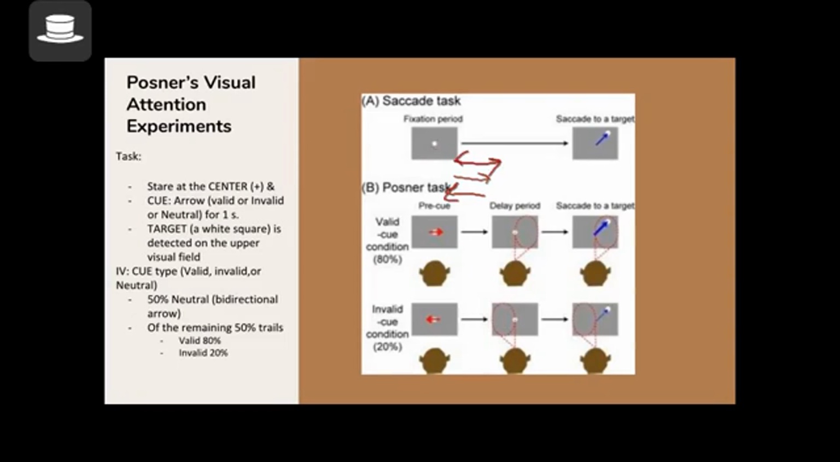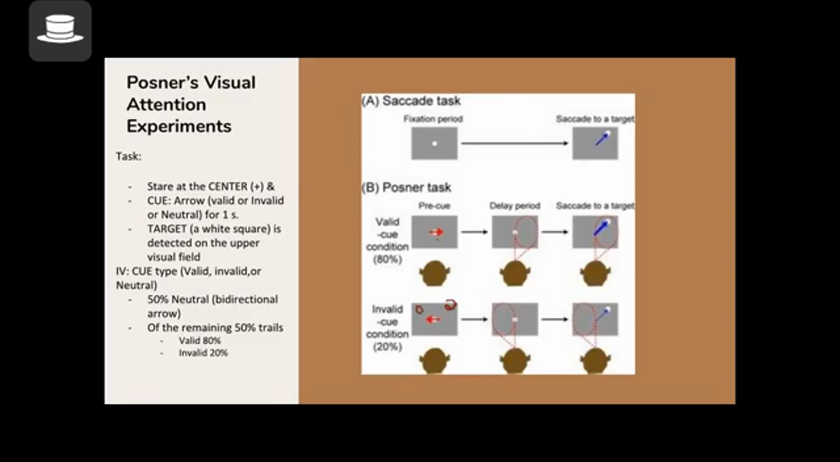When there's a right arrow, participants would be informed to anticipate an object on the right side, which is usually a square, although it's shown as a circle here, but it's usually a square. If the arrows they see is towards the left, then they can anticipate an object on the left side. Again, they're not allowed to move their eye. They have to stay at the center of the screen. But the moment they detect an object on the left side, or the moment they detect an object on the right side, that's when they have to respond.